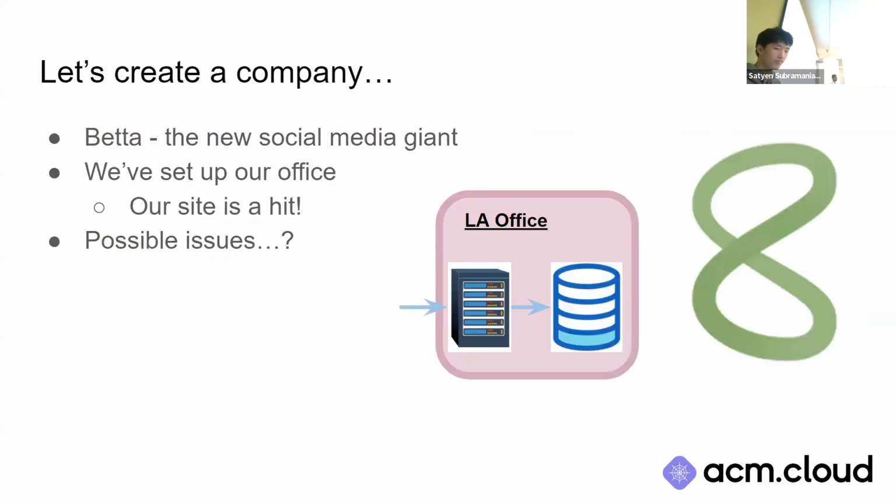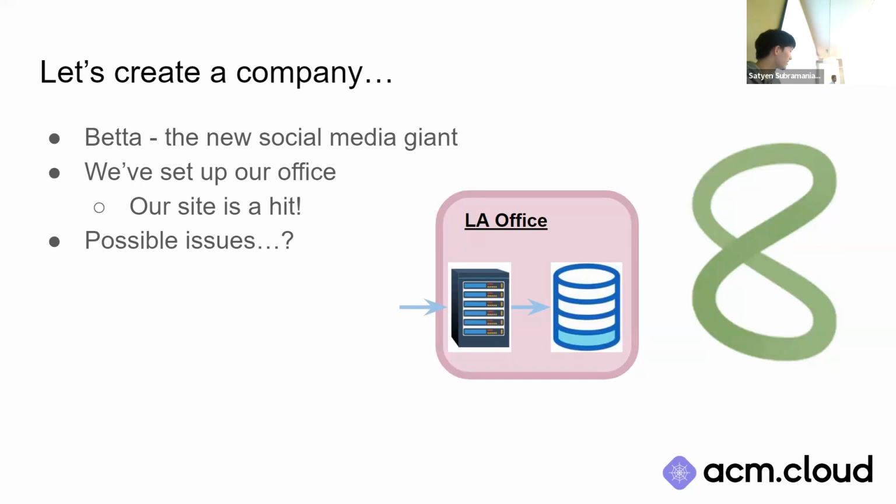Okay, cool. So we're going to walk through the scenario of creating a new company. I made these slides a while ago, when Facebook was changing its name. But we're going to be going with Beta, and we're going to set up an office in LA. Unfortunately, our site is a big hit. So what might you guys think could be a possible issue that could occur if our site is really popular?